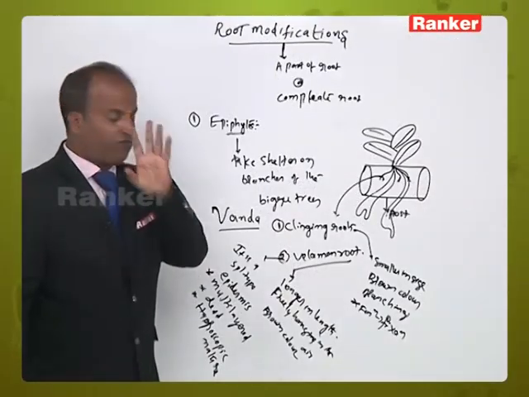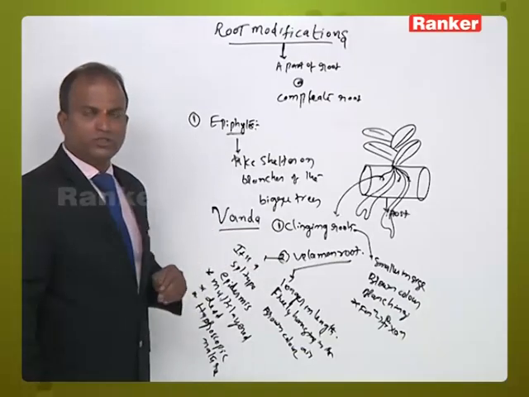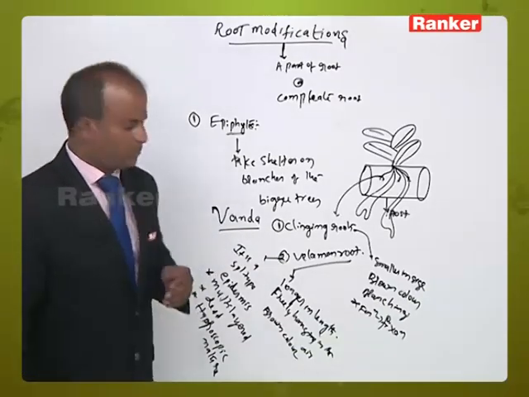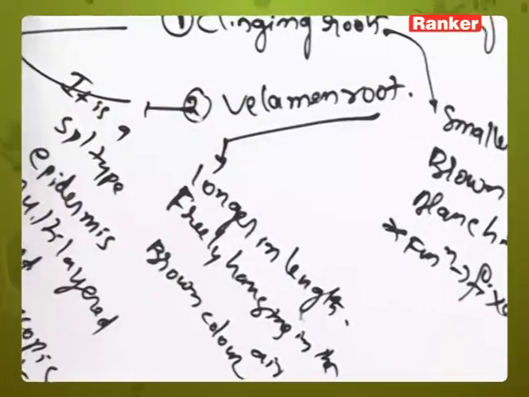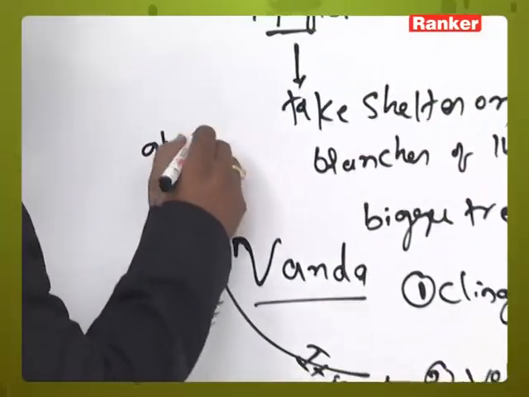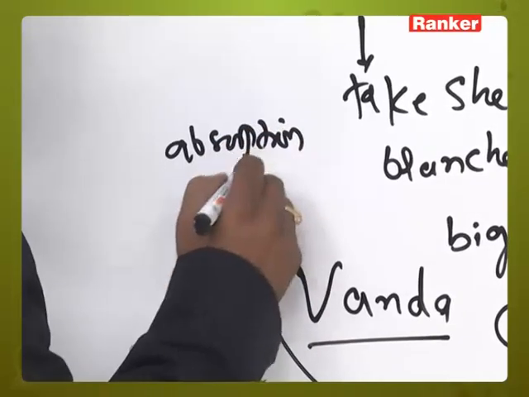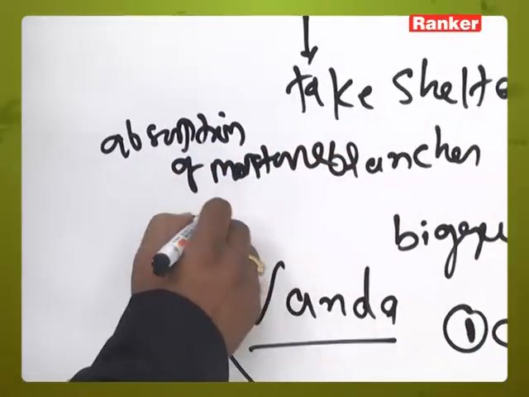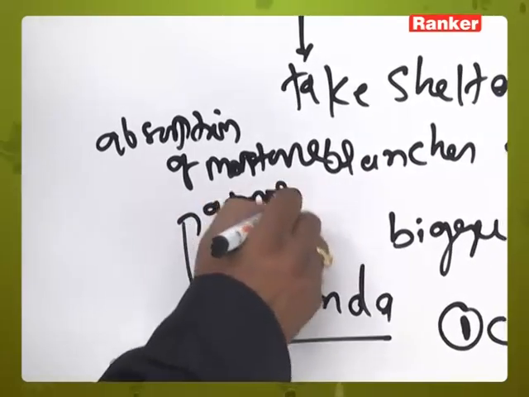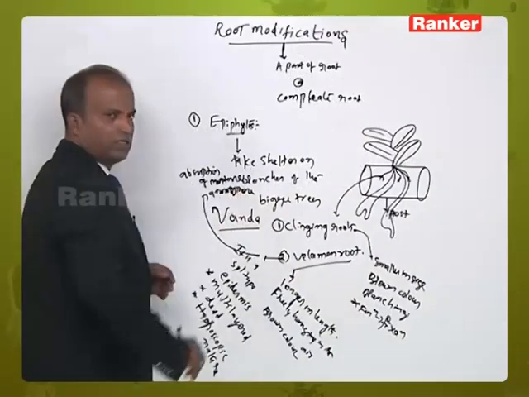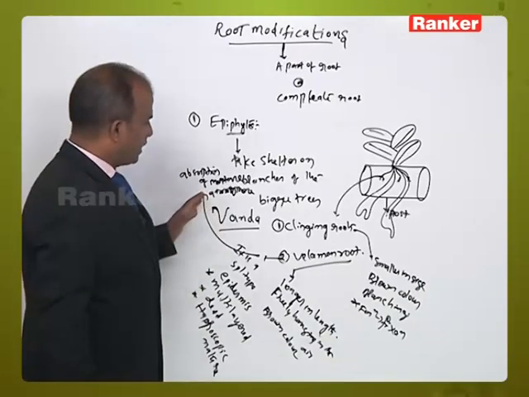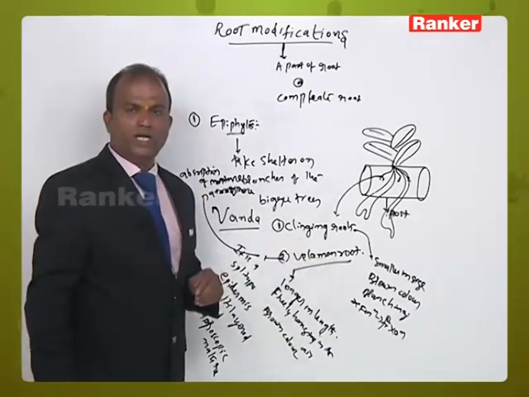What is the important function of these velamin roots? They help in absorption of moisture from the atmosphere. Moisture from atmosphere, that absorption is performed by velamin roots.